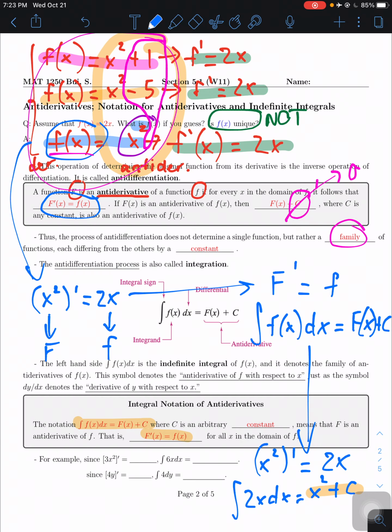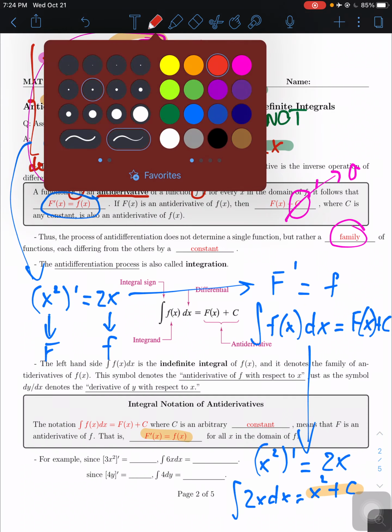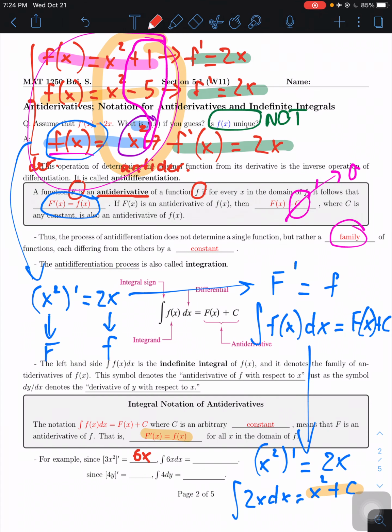So more examples in here. Since the derivative of 3x squared equals 6x, then the antiderivative or the integral of 6x dx equals 3x squared. But then more, right? We need a family. That's why we have to attach plus c in there. Actually, let me just write these in red, so that you don't get confused between the notation and the note. So this is 6x, and this one is 3x squared, but make sure you have plus c. Let me put it in green to catch your attention.